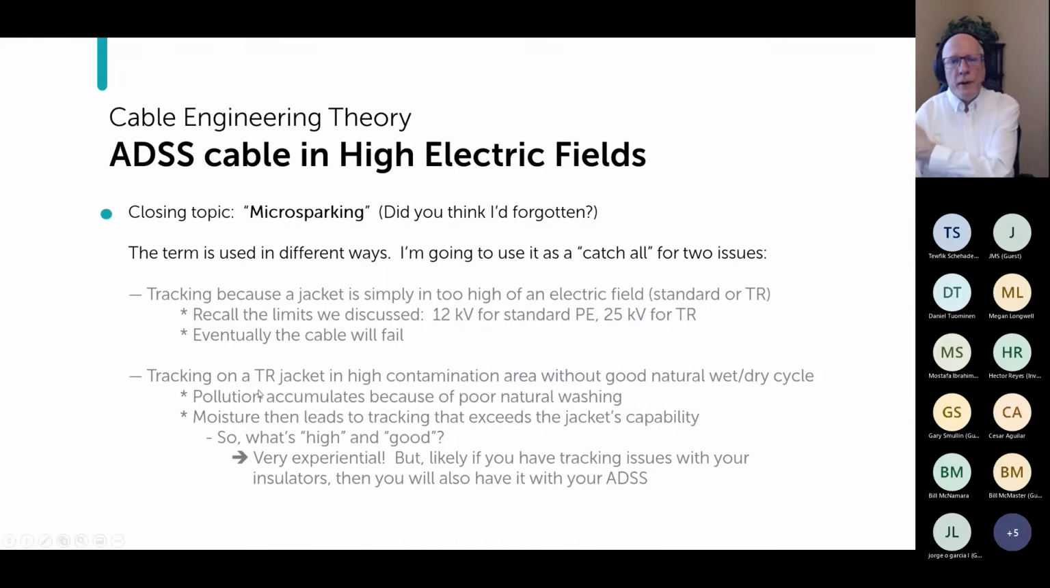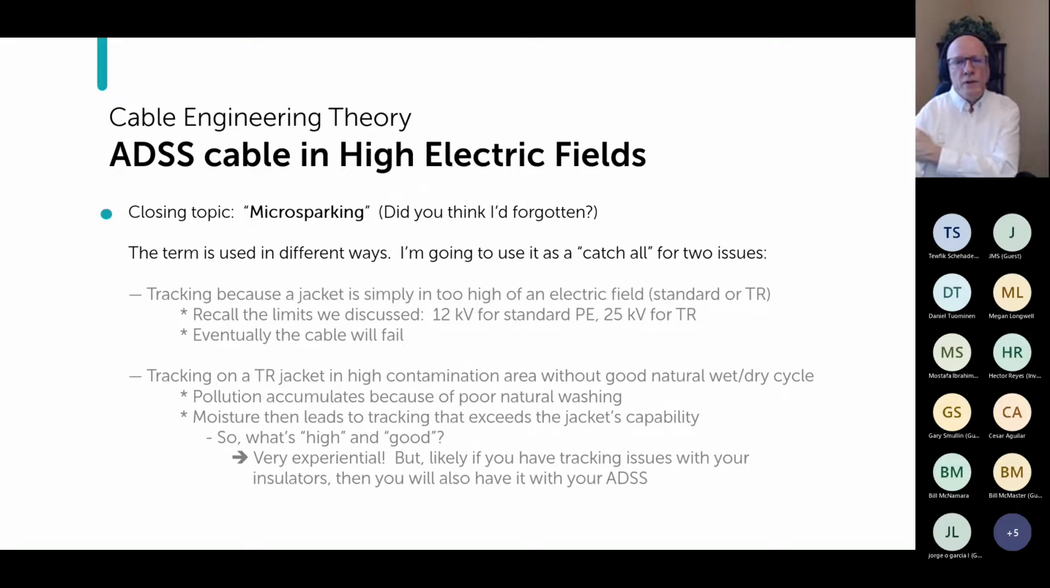The other possibility is that you've used a tracking resistant jacket, but you've put it in high contamination, pollution. Maybe there's an industrial complex close by, but along with that, there's not a good natural wet dry cycle there. A cable could be in an area with a lot of contamination, but if it rains a lot there, you might never have a problem because the rain washes the contamination off, and the cycle starts all over again.